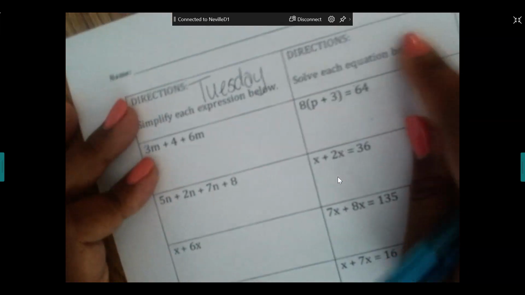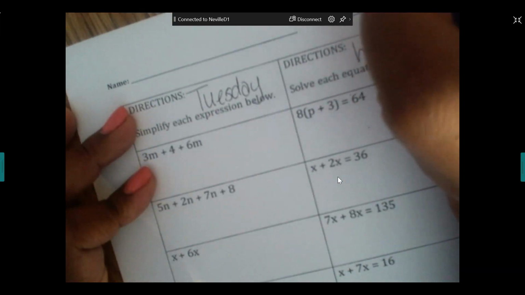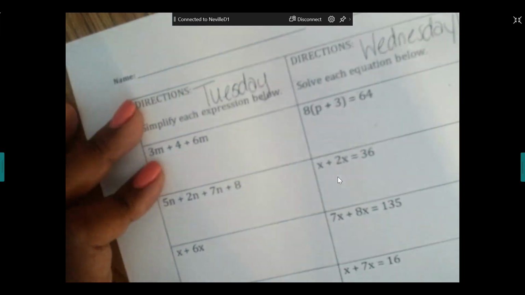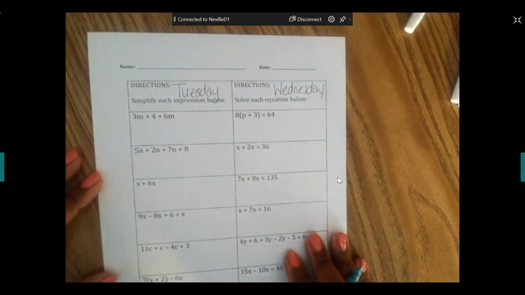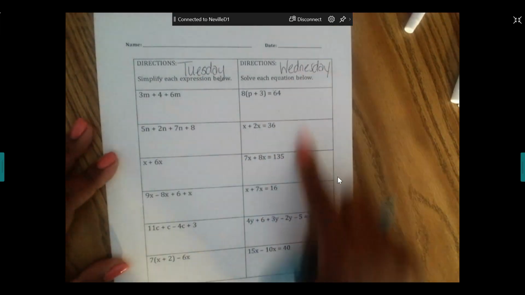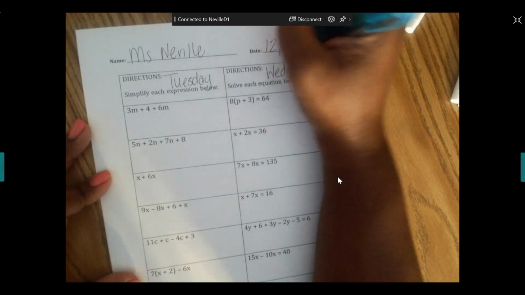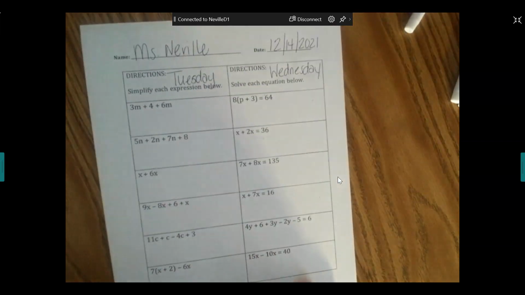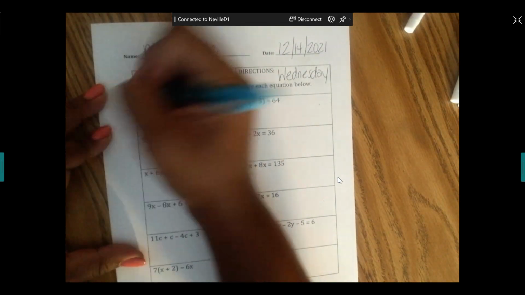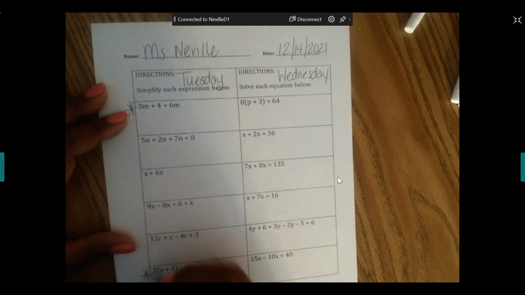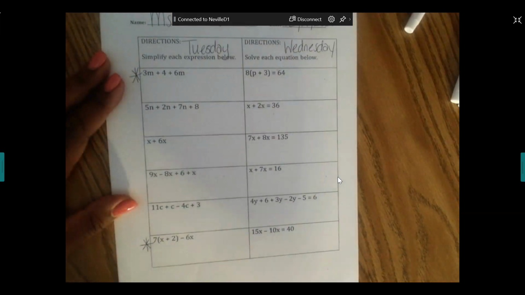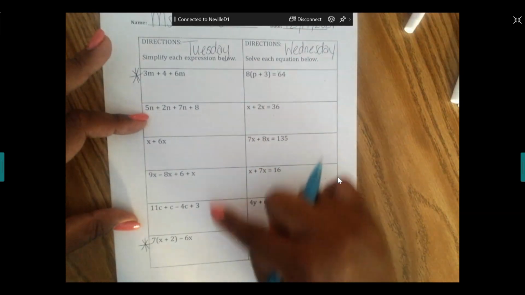here. And we're going to write Wednesday over here. Tuesday on the left side. Wednesday on the right side. And I'm writing my name here, as you should have done, and today's date. So we're just working on this side today. Ms. Neville's going to do this one with you, and I'm also going to do the distributive property one with you. And then you're going to do these 4 on your own.